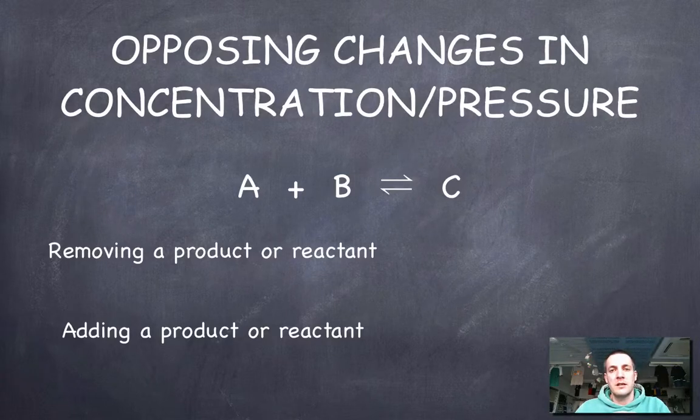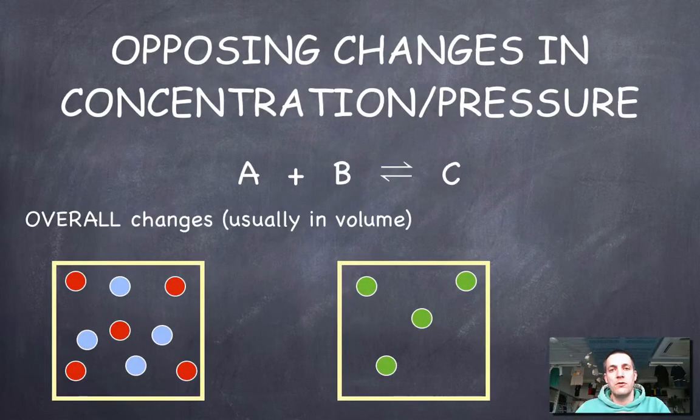Now that's different to overall changes in concentration or pressure. Here, usually by changing the volume of a container that a system is in, we might change the concentration of everything at once, or the pressure of everything at once. Now, what's a system going to do about this? Well, let's consider this equilibrium system we've seen quite a lot of up until now. We've got A and B turning into C, and C potentially turning back into A and B.